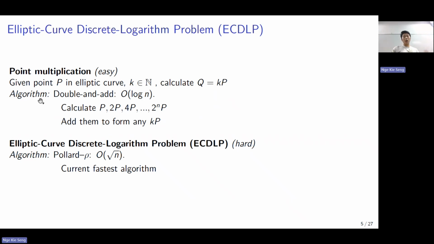This will give us an O(log n) method to get to the point kp. But on the inverse problem, if I give you q, I don't even give you k, I just ask what number can multiply itself to become q. This question is hard, and the current fastest algorithm takes square root of n. And this problem is actually much more effective than RSA, meaning that the easiness from one direction compared to the hardness from the other is a lot more significant.